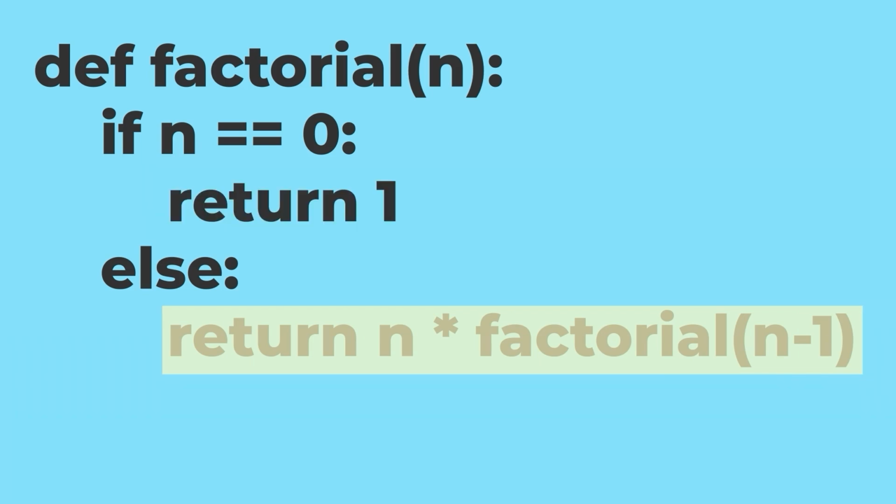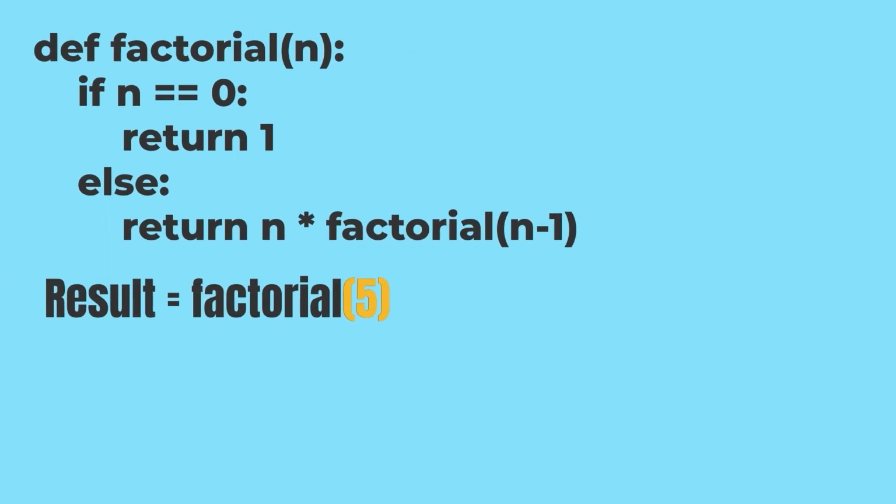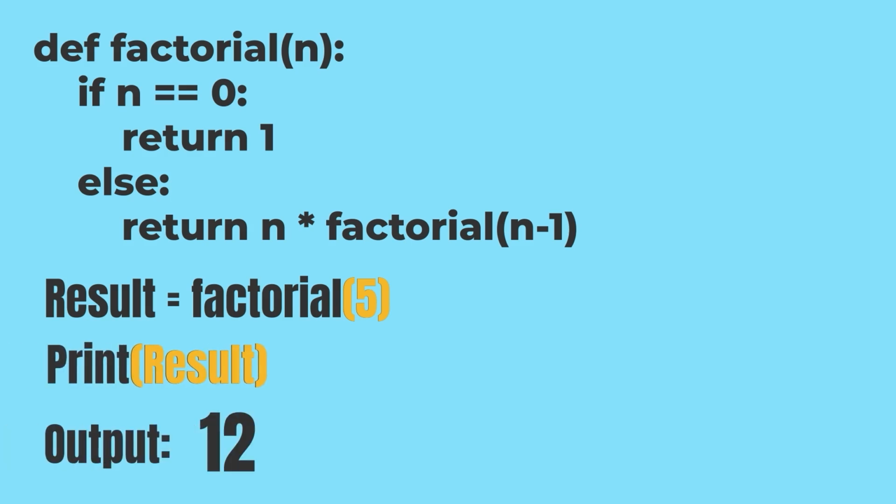Now let's check whether this function works. result equals factorial of 5. This line calls the recursive function and calculates a factorial of 5. print(result). This line will output the result of the factorial of 5.